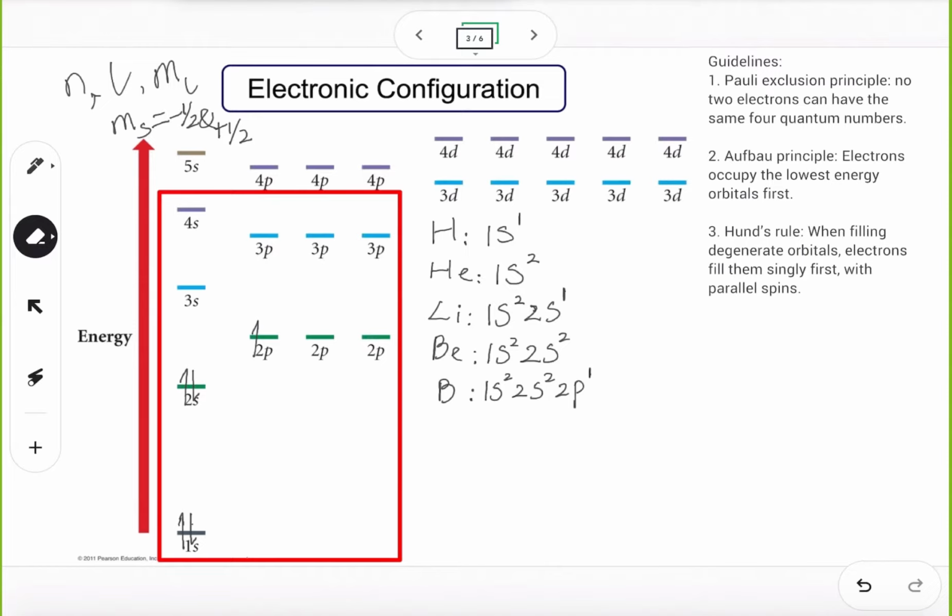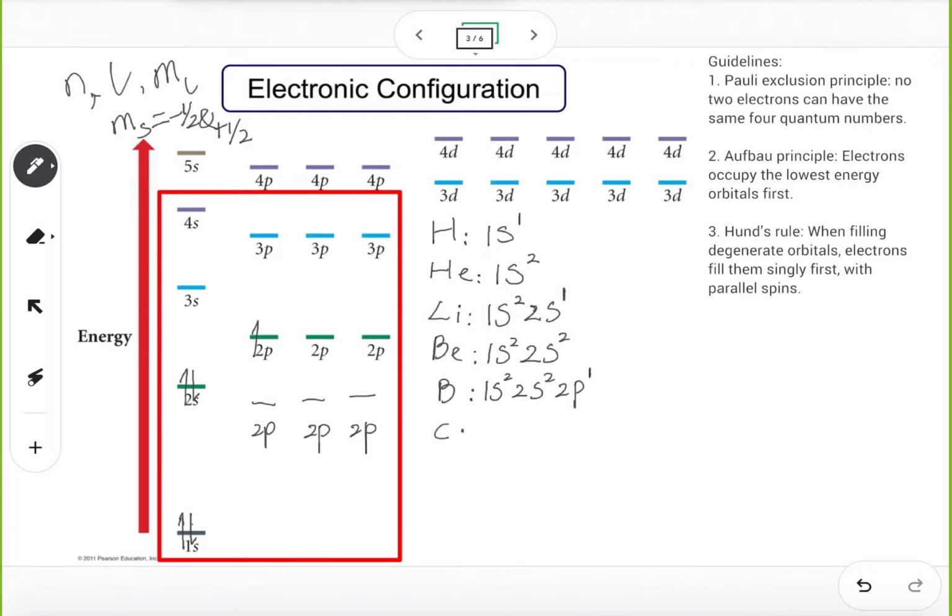Carbon has 6 electrons. So where should we put the 6th electron on these orbitals? Well, you have 2 options. Let me just copy the 2p orbitals here: 2p and 2p and 2p, so we can compare.